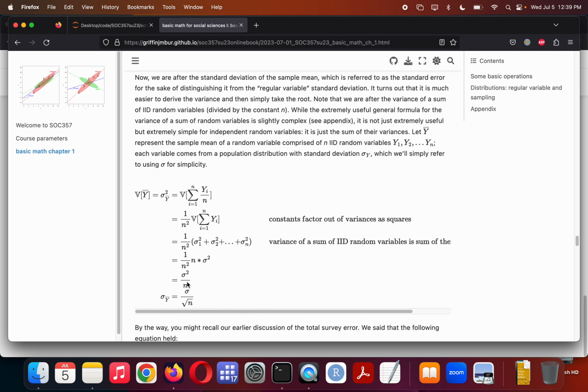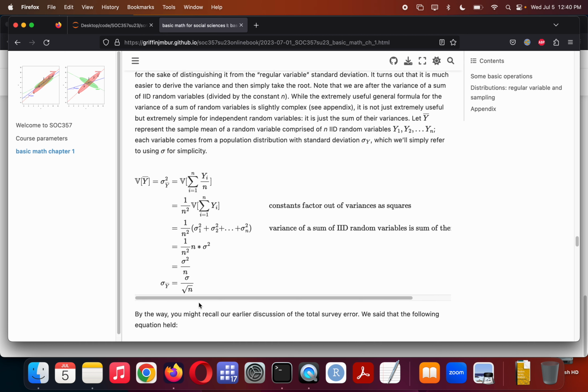Or if we want to convert it to a standard deviation, we just take the root of the whole thing. So the top becomes the standard deviation, which is the root of the variance, and the bottom becomes square root n. So this is maybe the more common expression. If you look up standard error of the mean, you'll see that this is the standard error of the mean.